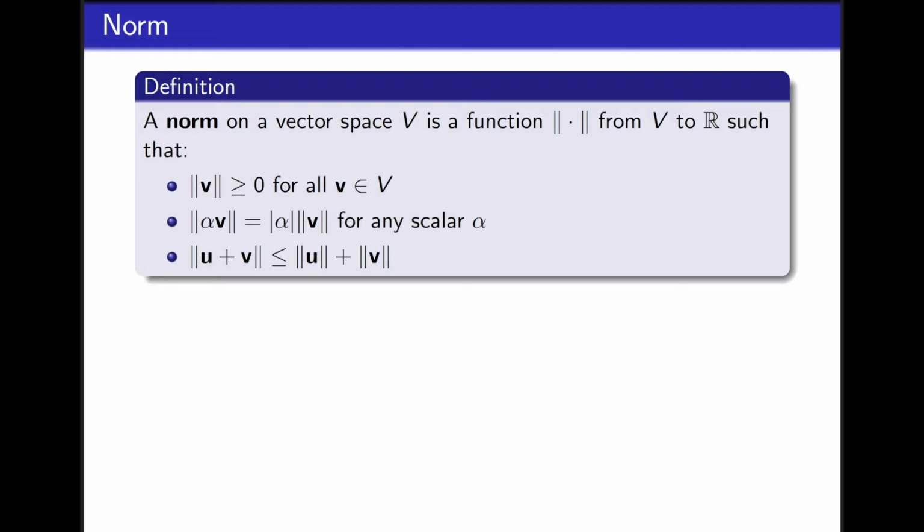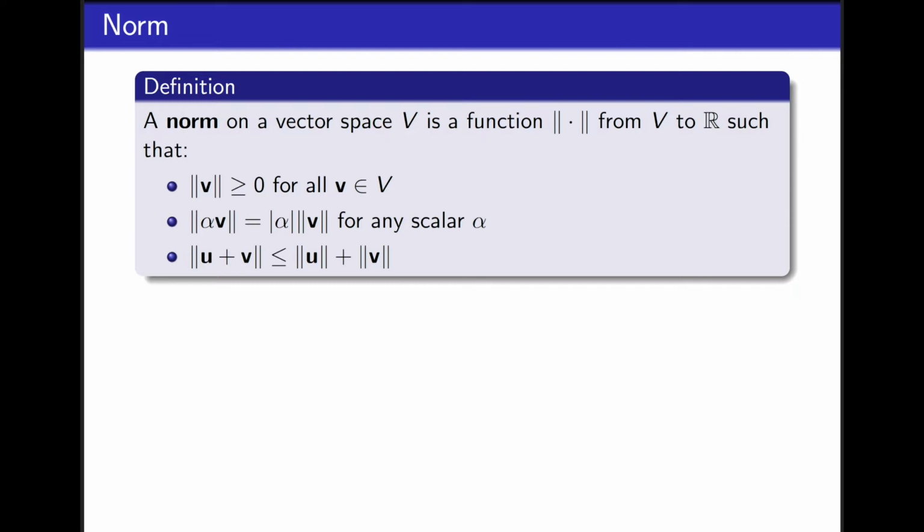Next, we define the norm of a vector. This is very analogous to the absolute value of a scalar, and actually exactly the same as the norm you learned about in multivariable calculus and linear algebra. The norm is a function from a vector space to R with the following properties.